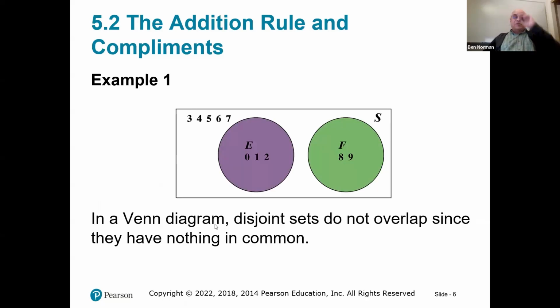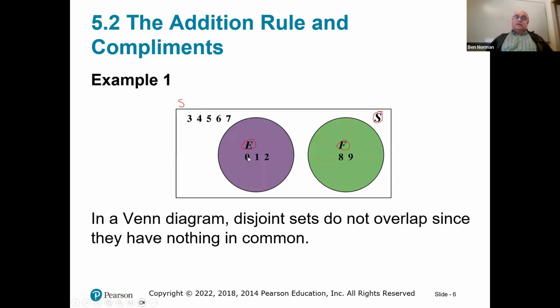In a Venn diagram, disjoint sets do not overlap since they have nothing in common. Notice we have the S here to represent the sample space. The events themselves have E within the circle, F within the circle, and the S is within the square. Sometimes I've seen S outside. The sample space label is flexible as to where you put it, but in general, the events themselves are labeled inside the circles.